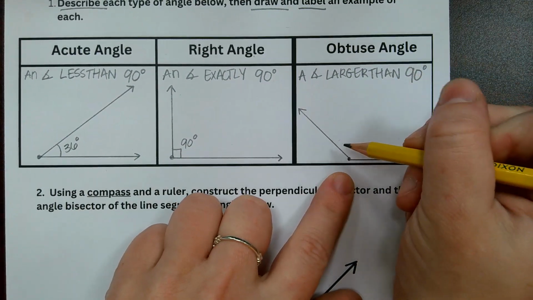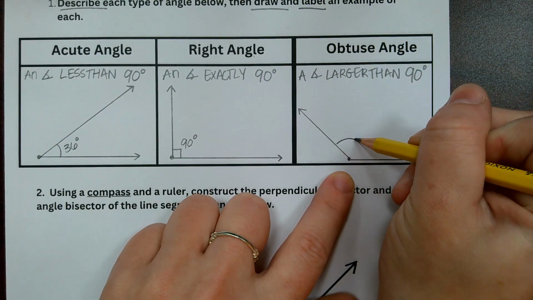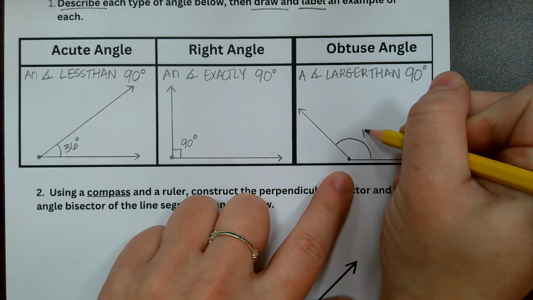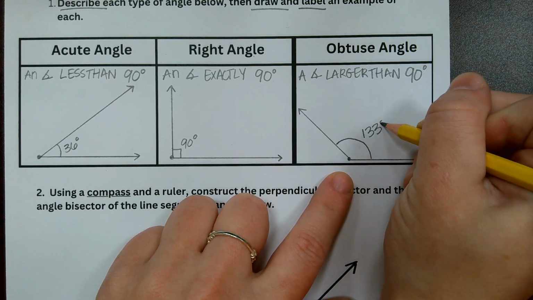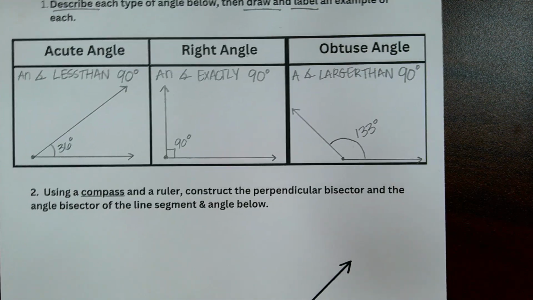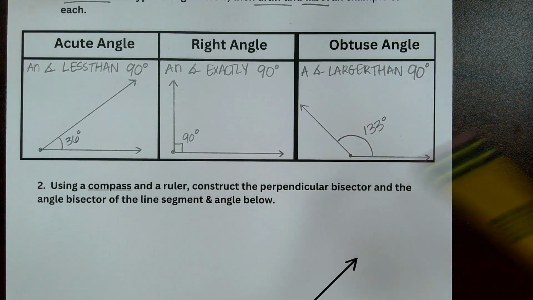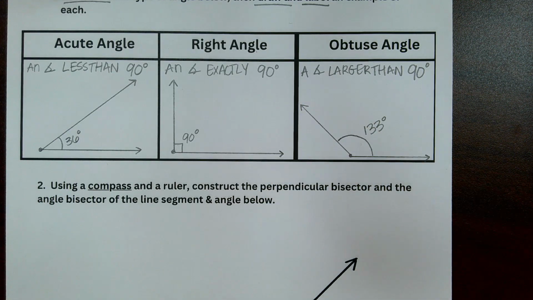So same thing, we'll draw that arc around the vertex. And then we'll write the number of degrees that we got. Mine was about 133. Okay. Do you have any questions about those three types of angles? Or you guys feel okay about that? Okay, I see some head nods. I'll say that means you probably feel okay.